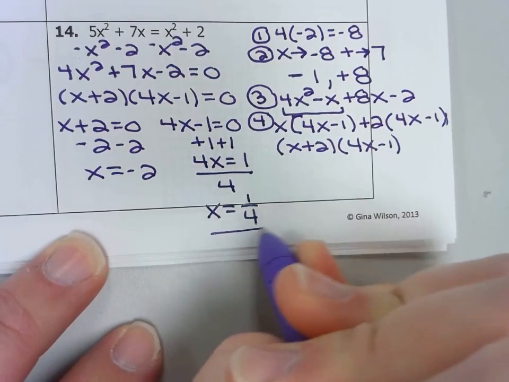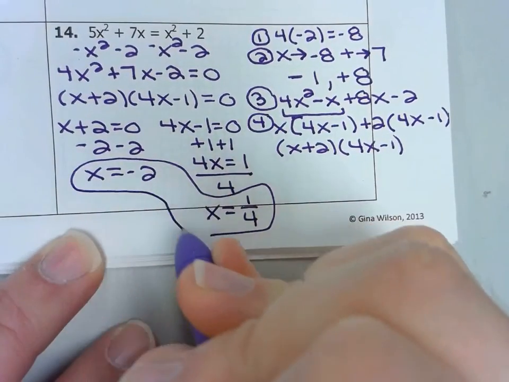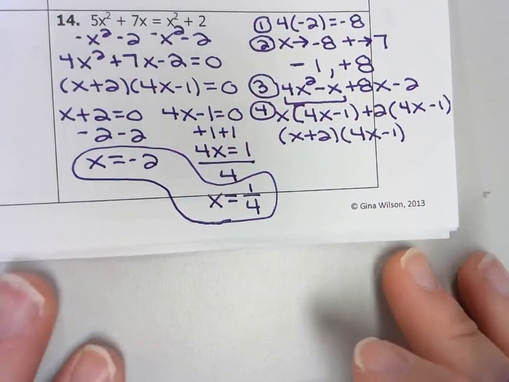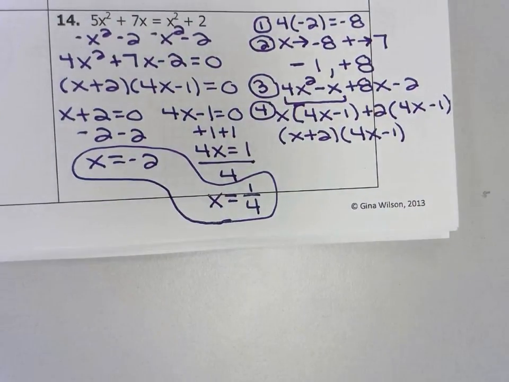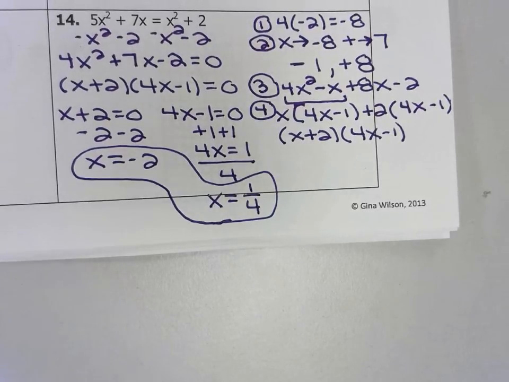So my 2 answers, because it's a quadratic, so you will sometimes get 2 answers, usually I would say, for this stuff at least. X equals negative 2, x equals 1/4. Okay, any questions on this stuff? Takes a while. Doable. You've done it before. It just takes a while.